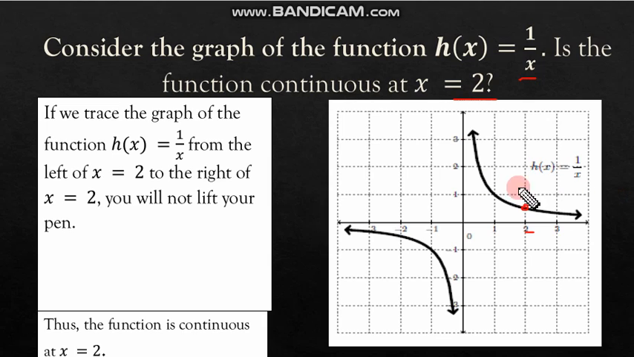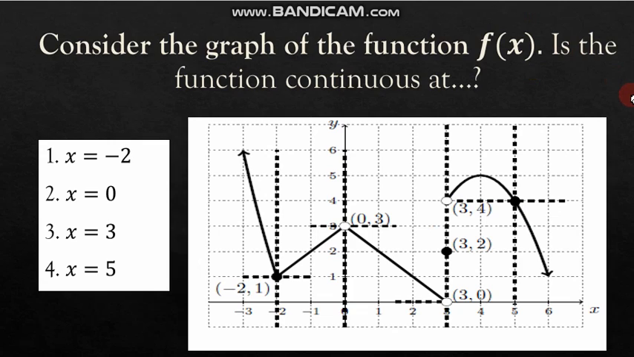we will trace the graph of the function from the left side of x is equal to 2 to the right side of it, and you can see that there is no interruption. We will not lift our pen as we trace the graph of the function. Therefore, the function is continuous at x is equal to 2.